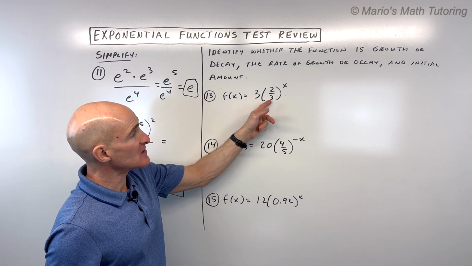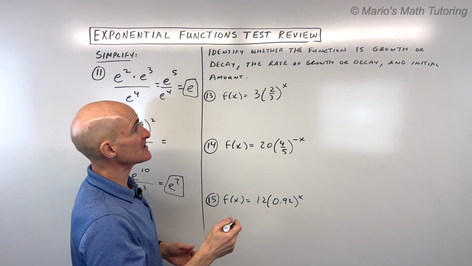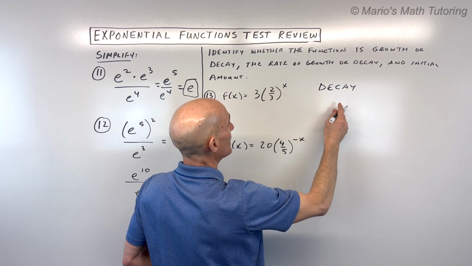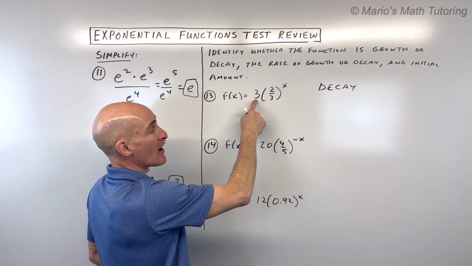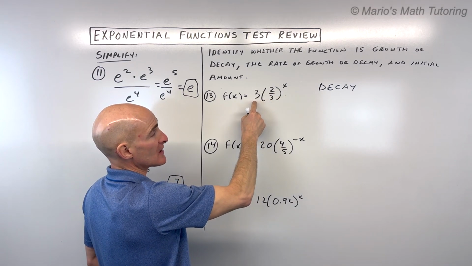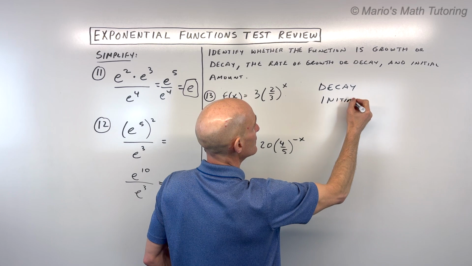Now for number 13, this is our base. Notice this base is 2/3. It's less than 1, between 0 and 1. That means that this is an exponential decay function. So I'll just write decay. And the initial amount is this number here in front, this 3. That's when x is 0. Anything to 0 is 1, times 3 is 3. So we'll say initial amount, 3.